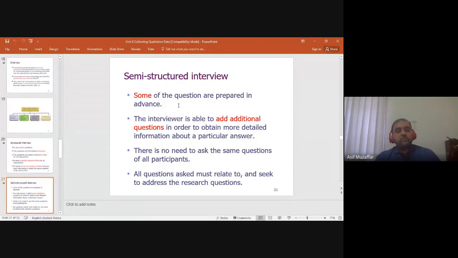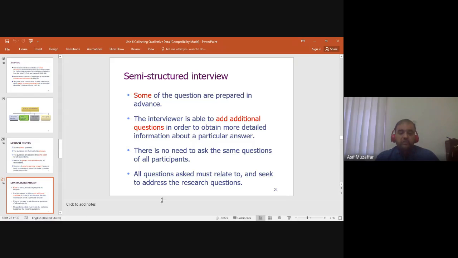In a semi-structured interview, you will prepare some questions, but not all. And when you are interviewing someone, during that interview, you will add some additional or extra questions, and you will ask the interviewee about those questions. In this case, most of the participants would be answering different questions. So some questions are the same, some questions are different. Why? Because during the interview, you will make up some questions.